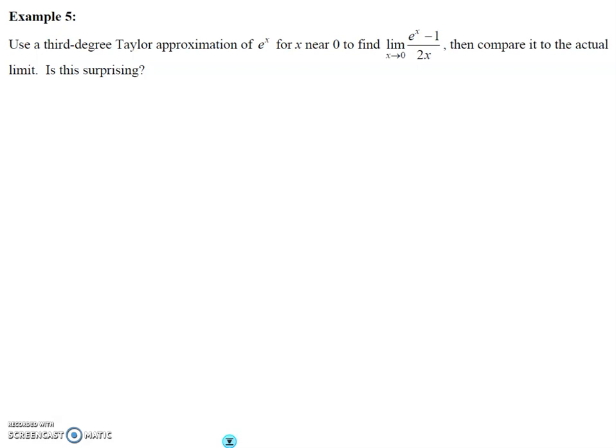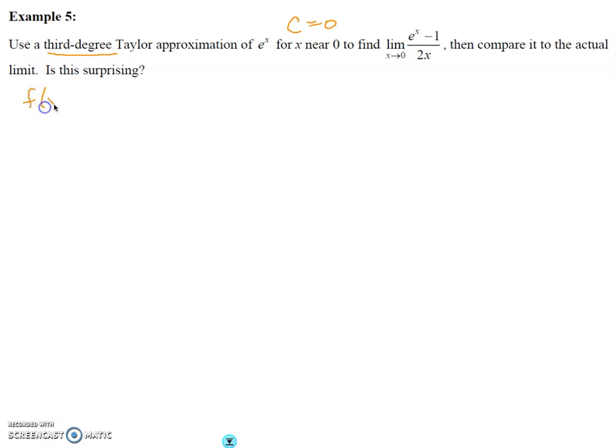So the first example today on a Taylor polynomial is going to require us first to write a Taylor polynomial and then do a little bit of algebra afterwards. Alright, so example 5 is saying use a third degree Taylor approximation near 0. So near 0 actually throws it into being a Maclaurin polynomial, but we're going to follow all the same steps. So we need a third degree, so we need up to the third derivative. Our c value is going to equal 0.